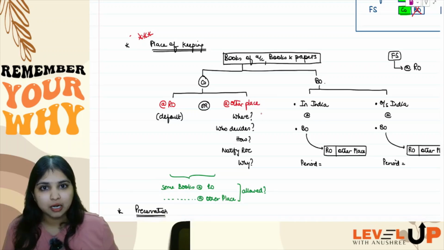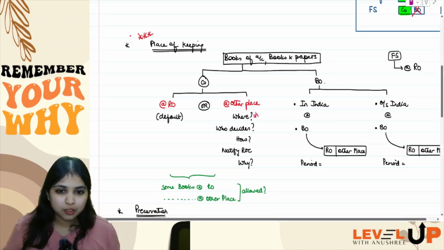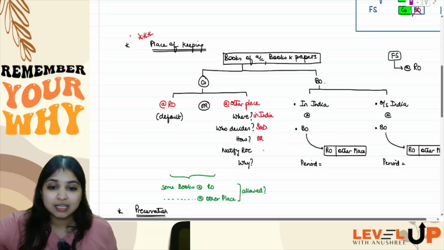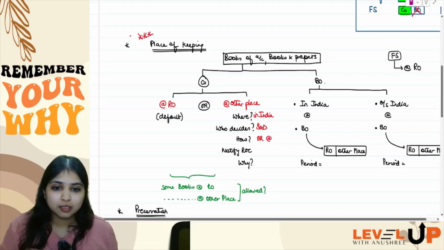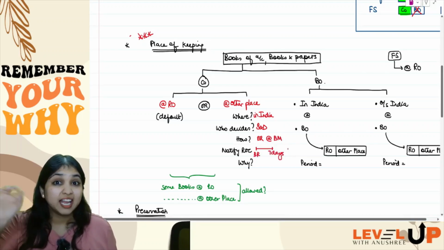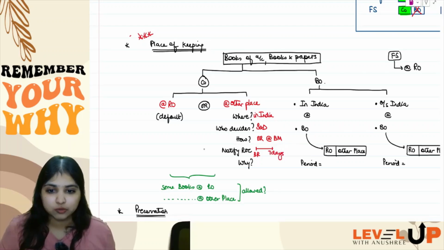So can I keep them in London? No, it has to be kept only in India. And who will decide this? Board of directors. How will they decide this? By passing a board resolution. Where will the board resolution be passed? At the board meeting. After passing this board resolution, from the date of the board resolution, within 7 days itself, they must inform the ROC about this. In writing, they must inform the ROC about this.